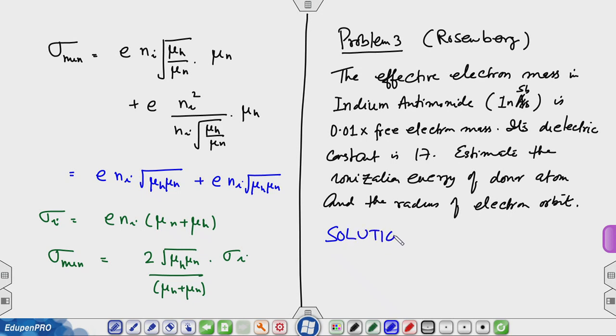Solution: we have already learned that because of the dielectric constant and the effective mass, the donor energy is less. So, I can write mod of E donor, which is equal to 13.6 over epsilon square times m effective divided by m e. You plug in all the numbers and you get this to be 0.47 MeV.